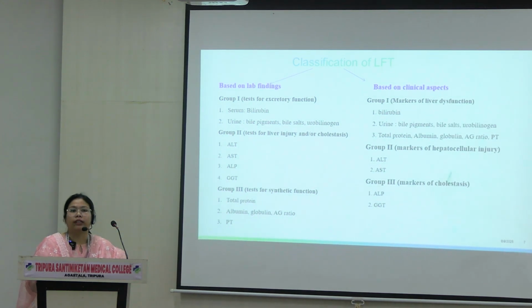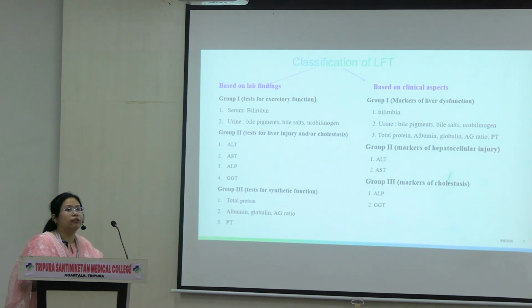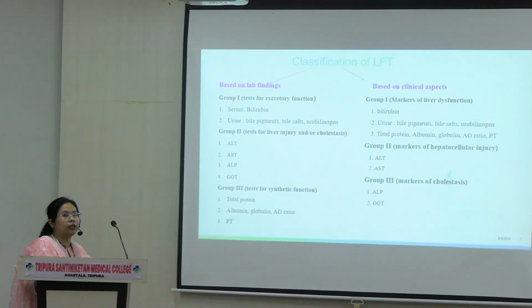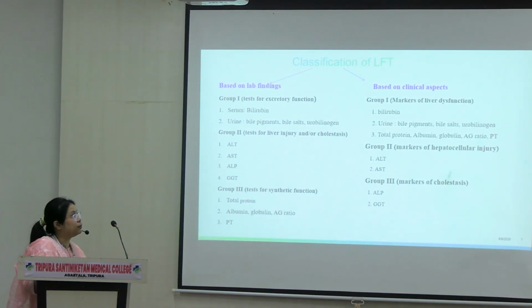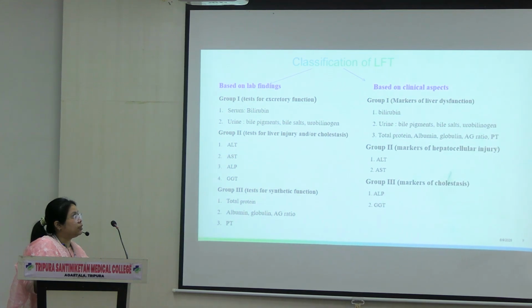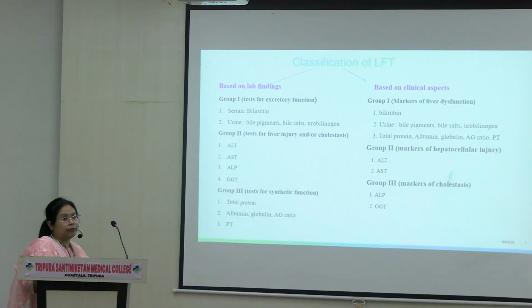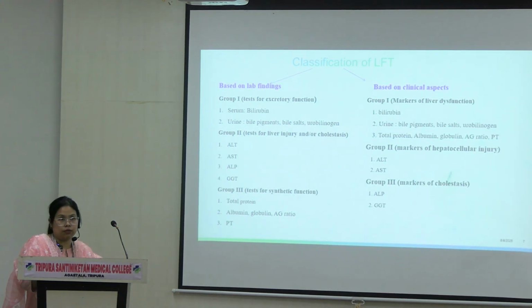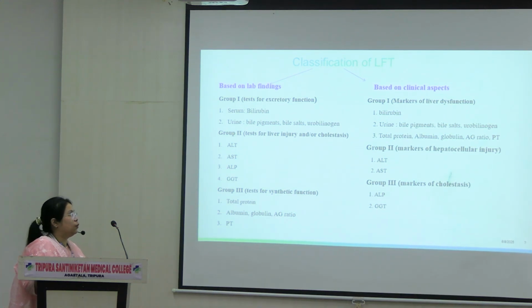On the right side, I feel like it's more important classification. First, in group 1, if we have to see, there is a marker of liver dysfunction. Liver सही काम कर रहा है कि नहीं, वो देखने के लिए we measure bilirubin, total protein, albumin, globulin, A/G ratio, prothrombin time, along with urine, urobilinogen, bile pigments, and bile salts. If we want to see if there is any injury to the hepatocytes, we want to measure ALT and AST. In case we want to see specifically cholestasis, then ALP and GGT.